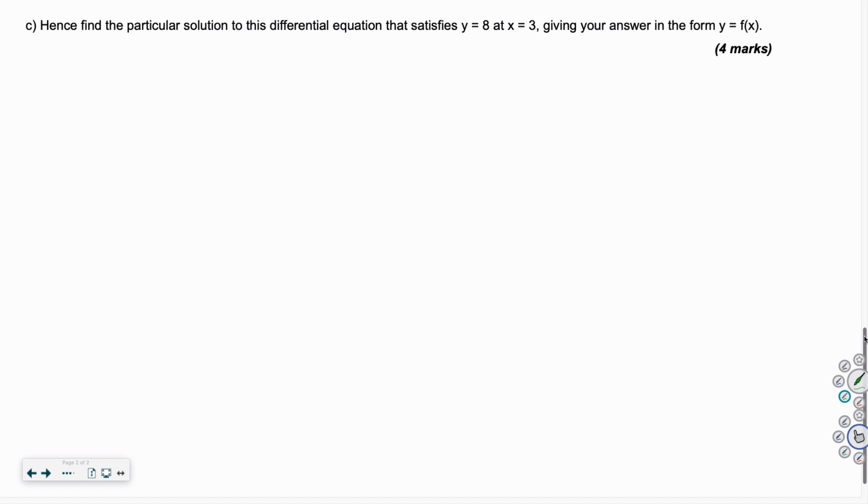Part C says, hence find the particular solution to this differential equation that satisfies y equals 8 at x equals 3, giving your answer in the form y equals f of x. So I'm going to write down the answer that we got for part B, which was the natural log of the modulus of y plus 5 over 3 natural log of the modulus 3x minus 8 plus the natural log of the modulus of x minus 2 plus c. And we want a particular solution, so we're going to have to work out what our plus c value is using y equals 8 and x equals 3.